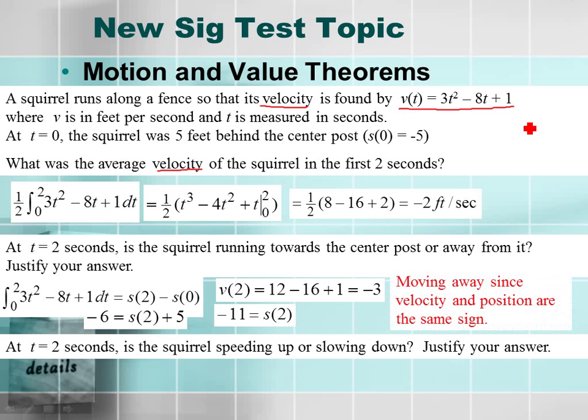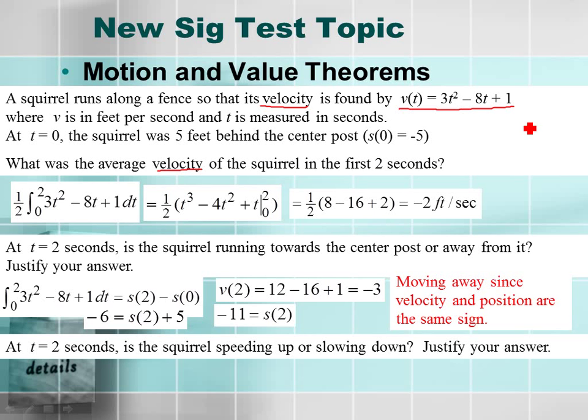Now I want to know if the squirrel is speeding up or slowing down. So on this one, I need to know what its velocity is and its acceleration. I need to know if its velocity is positive or negative, and I've got to see, is the acceleration the same sign or different sign? If they're the same sign, I'm speeding up. If they're opposite signs, I'm slowing down. So that's the key here.